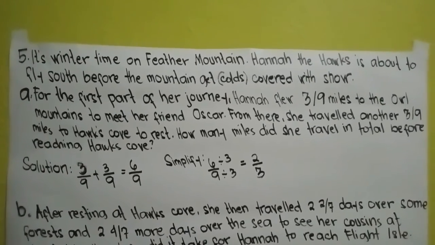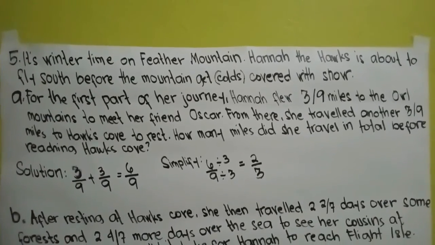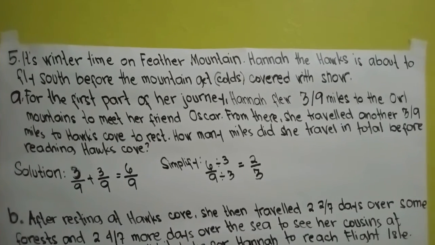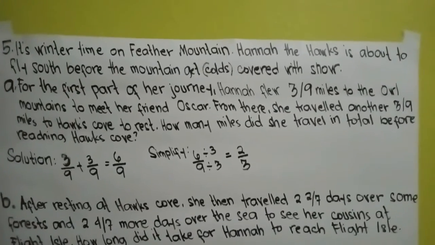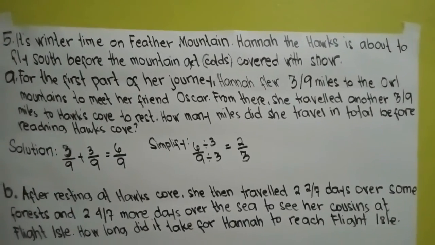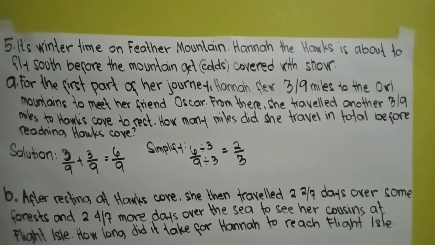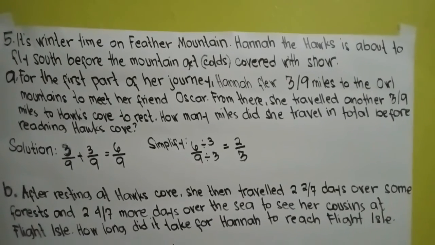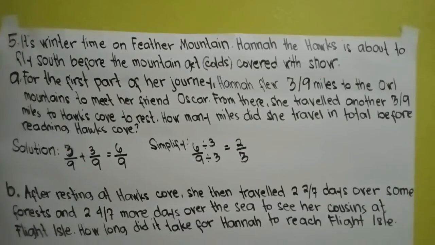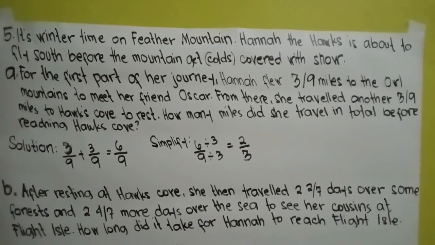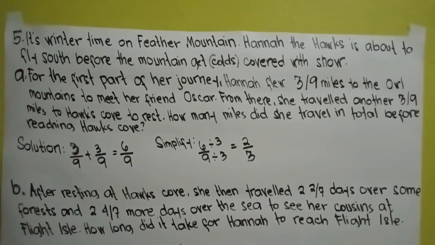It's winter time. On Feather Mountain, Hannah the hawk is about to fly south before the mountain gets covered with snow. Letter A. For the first part of her journey, Hannah flew 3 over 9 miles to the All Mountains to meet her friend Oscar. From there, she traveled another 3 over 9 miles to Hawks Cove to rest. How many miles did she travel in total before reaching Hawks Cove?